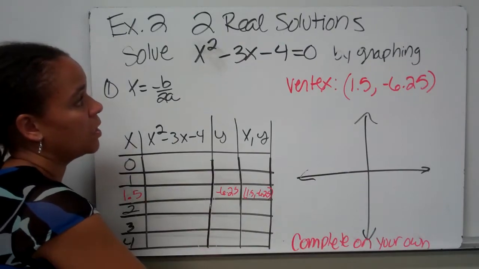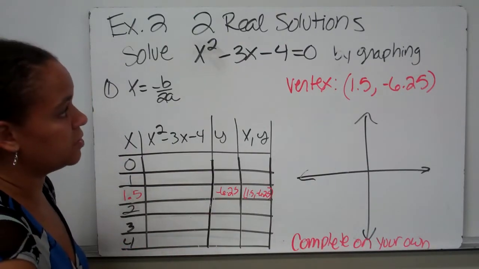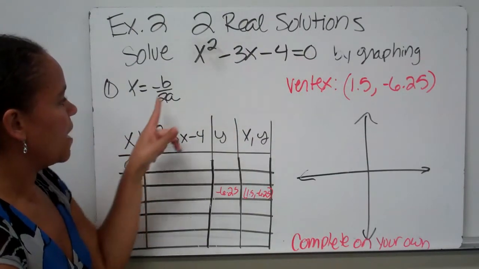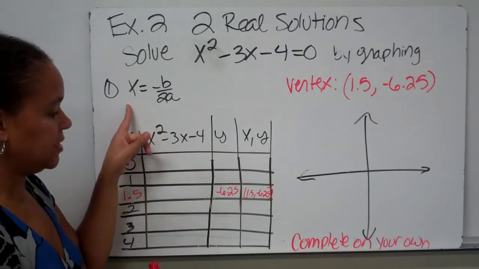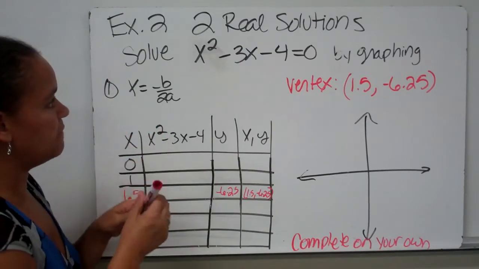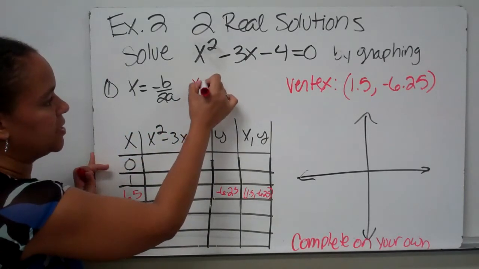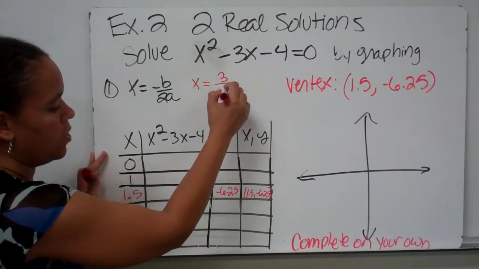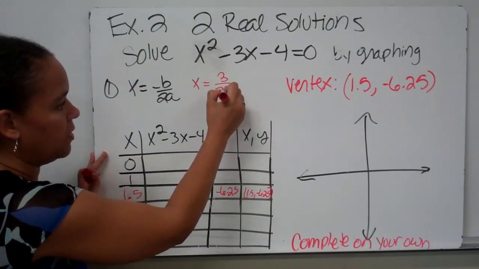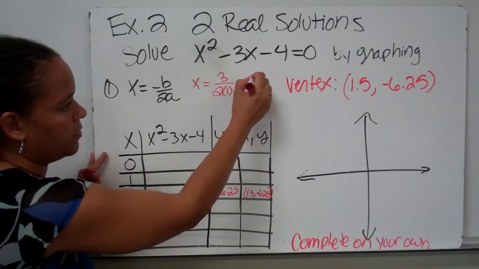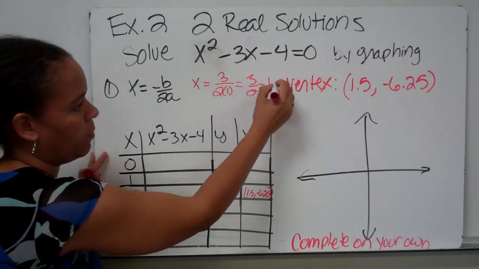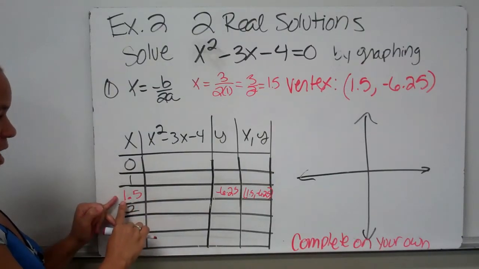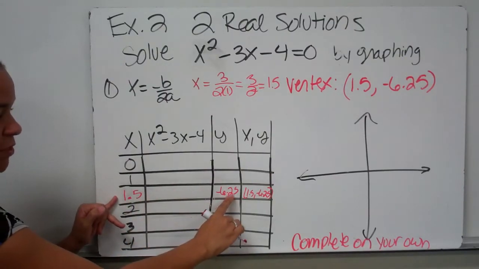Example 2, let's look at two real solutions. So here's our equation, and we want to graph it. Now, if we find the axis of symmetry, x equals negative b over 2a, so x equals, b is negative 3, so positive 3 over 2 times 1, which would be 3 over 2, which would be 1.5. Now notice, I've already put in 1.5 for x. I get out negative 6.25.